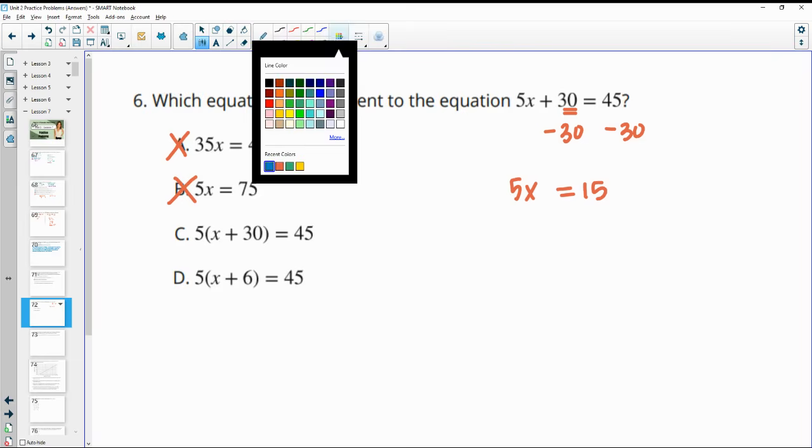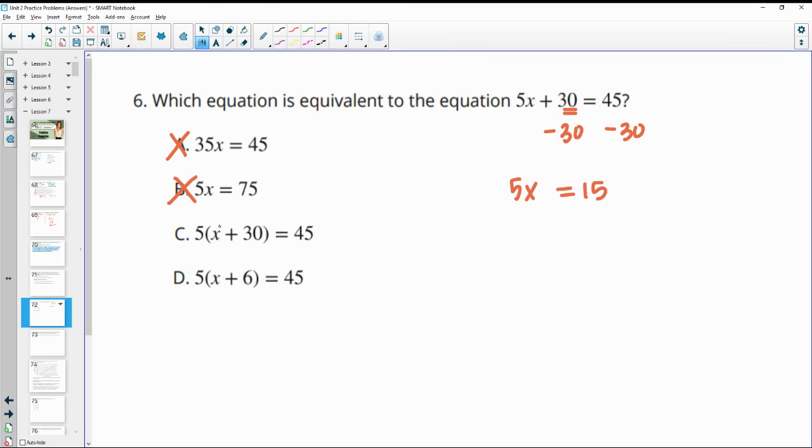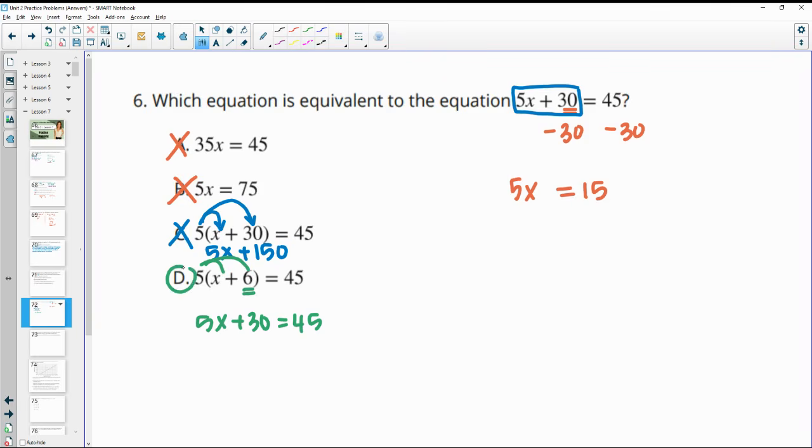Then part C takes a 5 out. So it looks like it's factoring a 5 out, which means if we multiply the 5 back into both pieces, it should equal the original. It does equal the 5x, but then 5 times 30 is 150, so that's not going to be good. But in part D, they did it correctly where they took the 5 out of the 30 as well. So here, if we multiplied in, we would get 5x plus 30 equals 45, which is equivalent to the original.